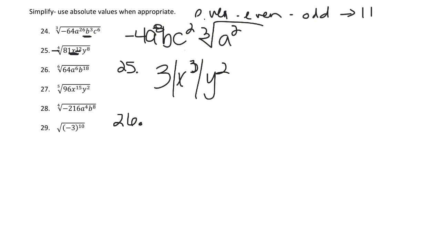26. The sixth root of 64 is 2. The sixth root of a to the 6th is a. It was even, came out odd, so it needs the absolute value. The sixth root of b to the 18th is b cubed, which also needs the absolute value. So we'll put the absolute value bars around both the a and b cubed. We get the absolute value of ab cubed.